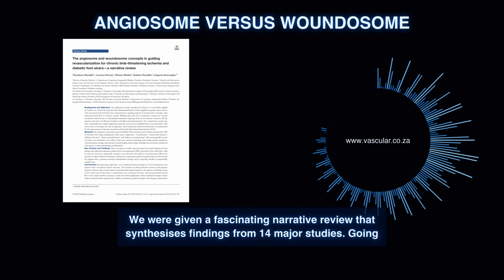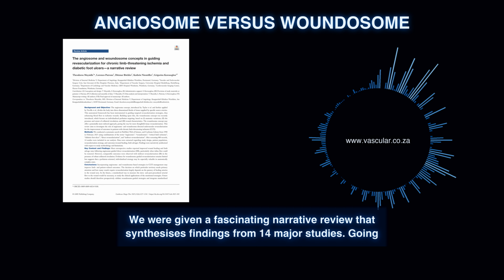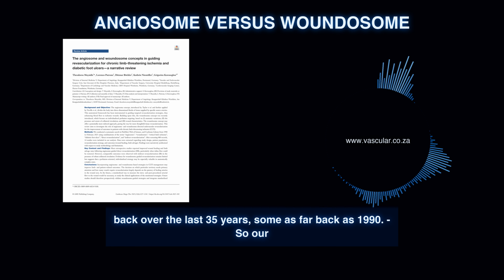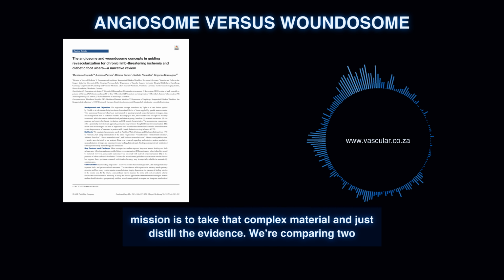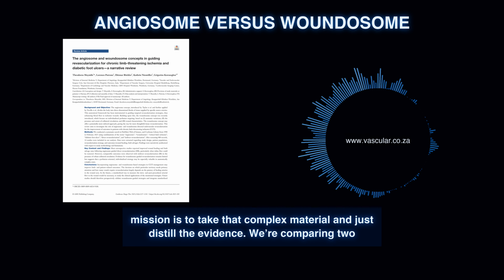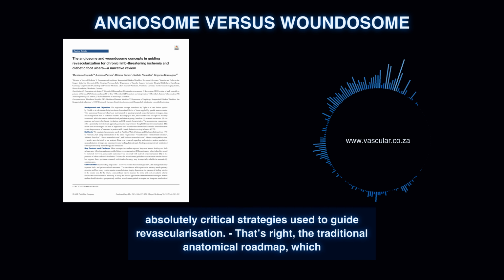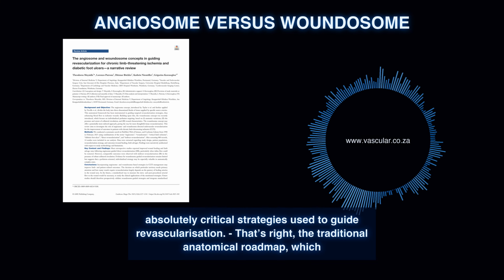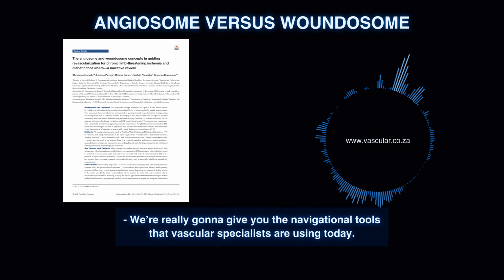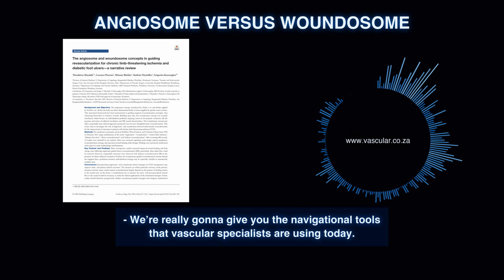We were given a fascinating narrative review that synthesizes findings from 14 major studies, going back over the last 35 years, some as far back as 1990. So our mission is to take that complex material and just distill the evidence. We're comparing two absolutely critical strategies used to guide revascularization: the traditional anatomical roadmap, which we call the angiosome concept, and then its newer, more flexible counterpart, the Woundosome concept. We're really going to give you the navigational tools that vascular specialists are using today.